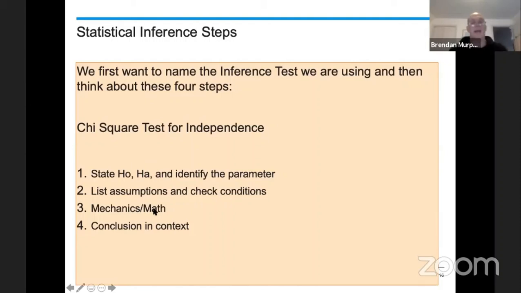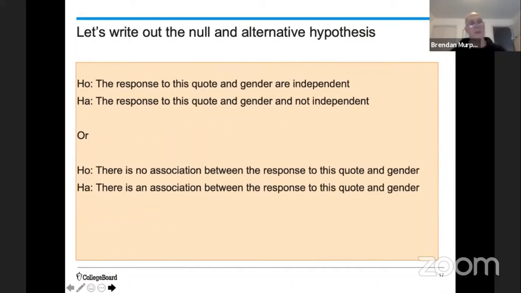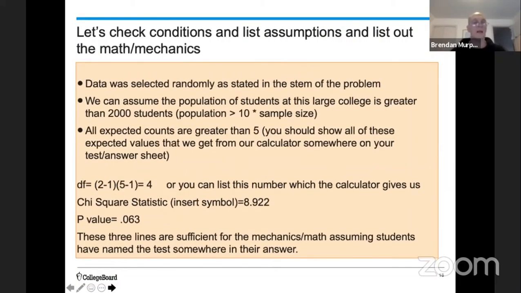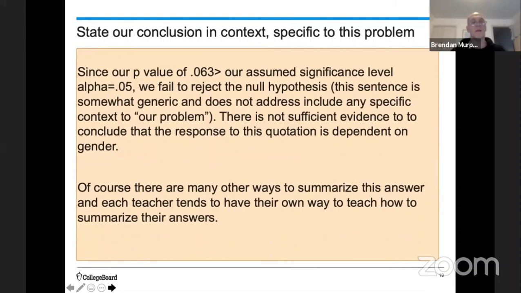Mechanics, the math, again, that's straight from the calculator if you've named the test. And then we always want a conclusion in context, a contextual analysis of whatever the problem is. This is pretty much just all the work that I just did for you.